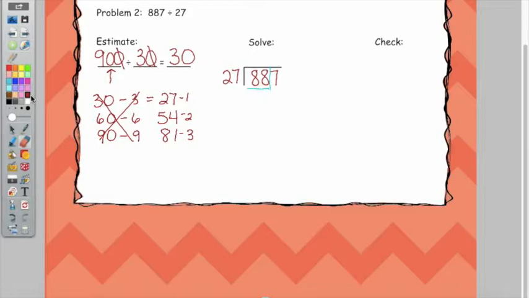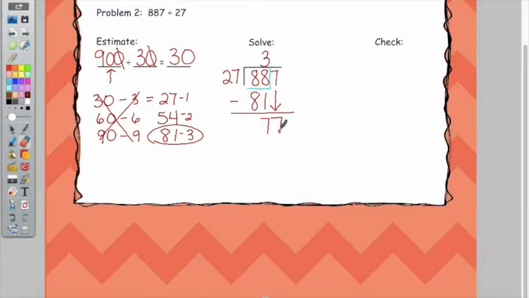So, which number is closest to 88 without going over? 81. Where do I write the 3? On the 8. The second 8, good. So now we're ready to, that was divide, multiply. Subtract. Now we're ready to subtract. Bring down the 7. Okay, can I bring the 7 down? Yes. How do I know? I have to check, is 7 less than 27? Yeah. Okay, so bring down your 7.